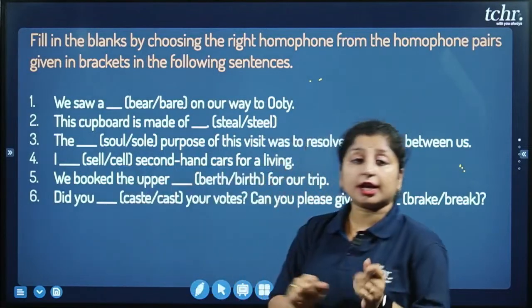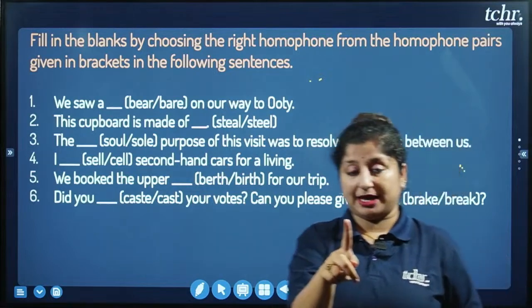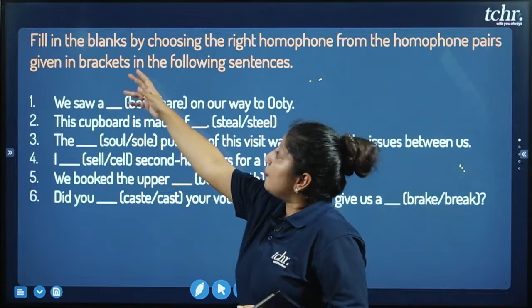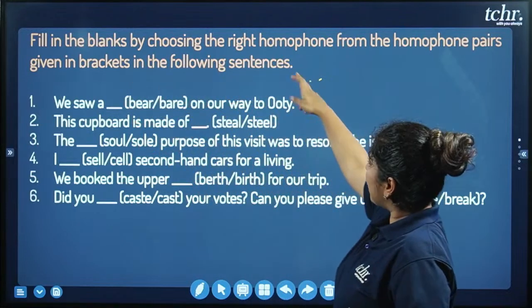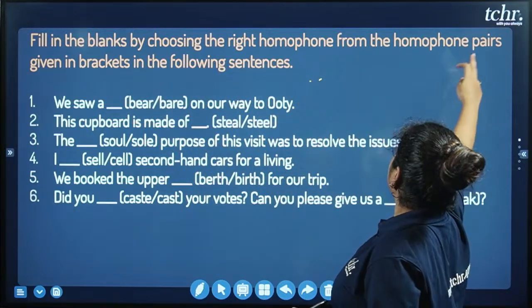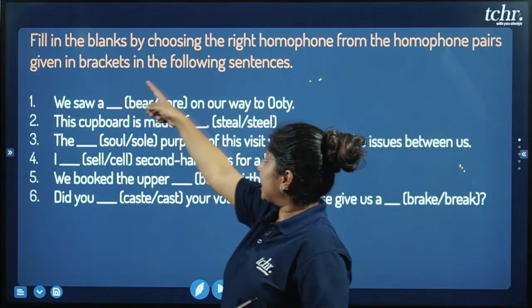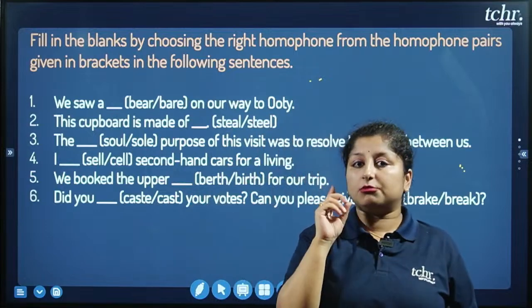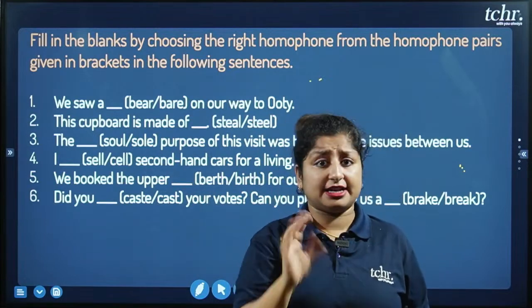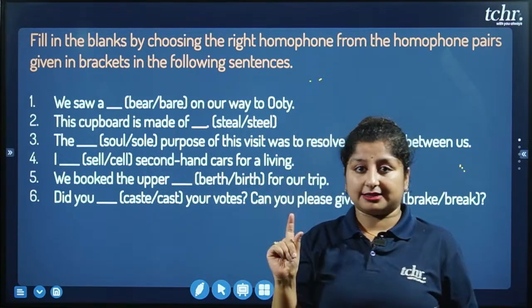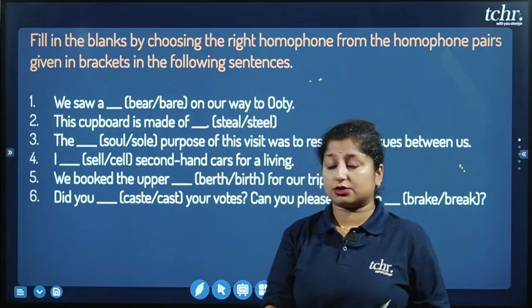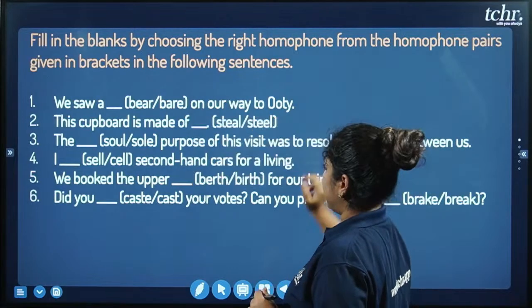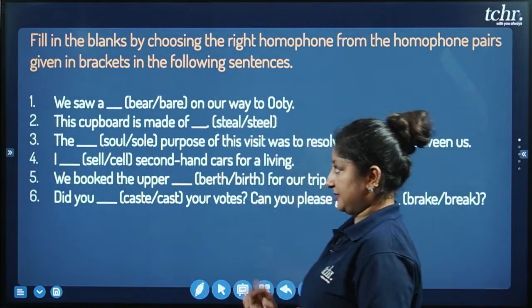Okay, now your question paper will consist questions like these. Fill in the blanks by choosing the right homophone from the homophone pairs given in brackets in the following sentences. Okay, one of them, 1 mark is guaranteed to you if you're able to crack this. So pay attention and listen. Now, the first example is something like this.